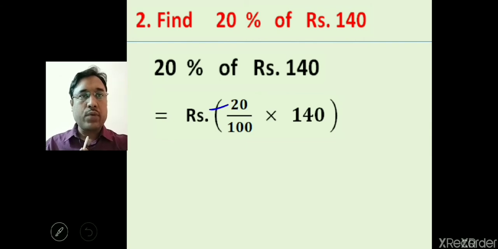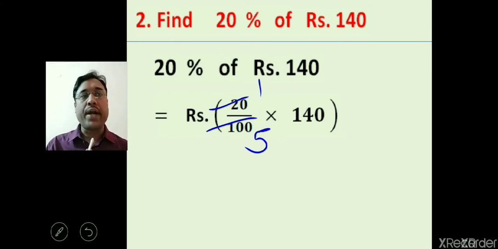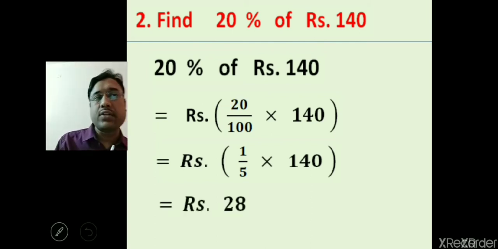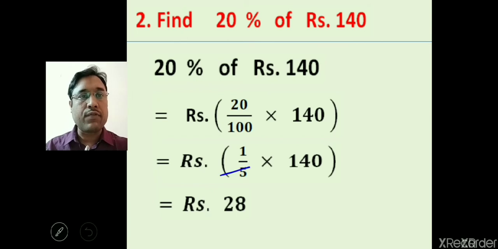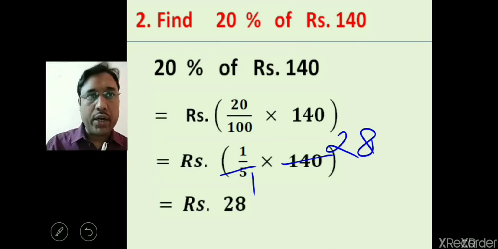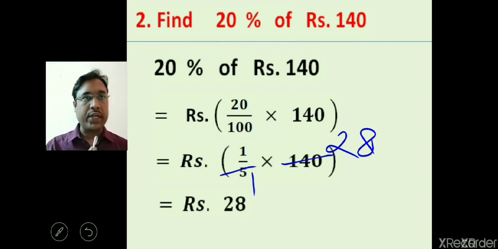You can solve that: 20 into 1 time, and 20 into 5 times 100 you can cut. Now 5 will divide 140, then you will get 1 by 5 into 140. Then it will cut in 28 times: 5 into 1 time, and 5 into 28 times. So 20% of 140, we will get the value 28. 20% of 140 is 28.